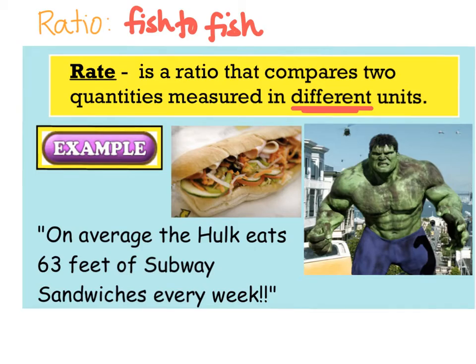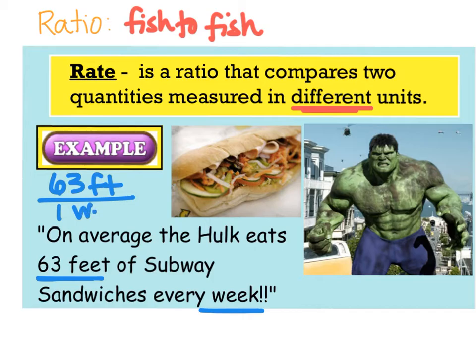So if you take a look at this example down below, it says on average the Hulk eats 63 feet of Subway sandwiches every week. There are 2 different quantities or 2 different units here. We're working with 63 feet of Subway and weeks. Those are 2 different units. So I could write that as a ratio. I could write he eats 63 feet in 1 week. All right, so what I just wrote, that's a ratio, but more specifically, it's a rate because it's 2 different units. I'm working with feet and I'm working with weeks.